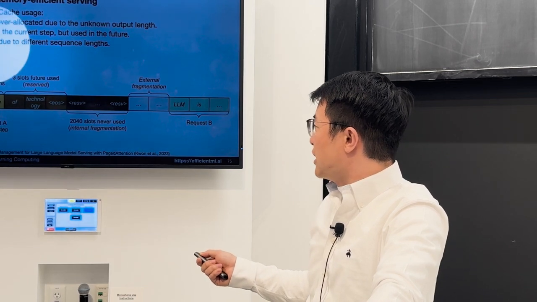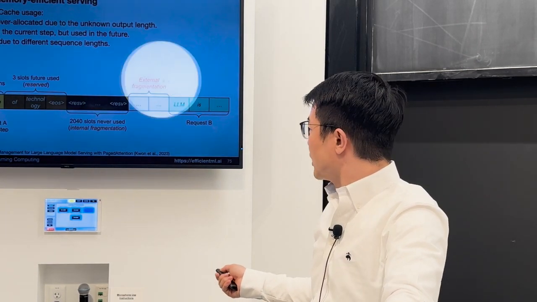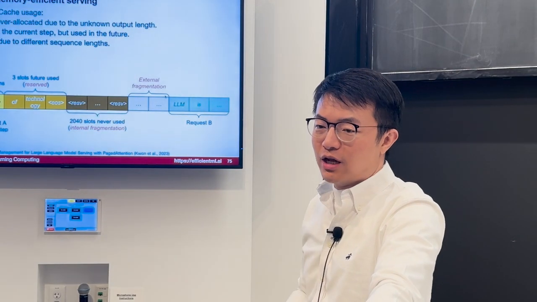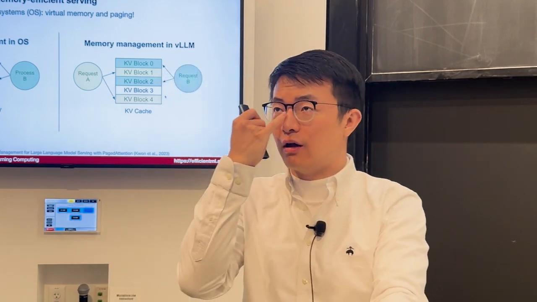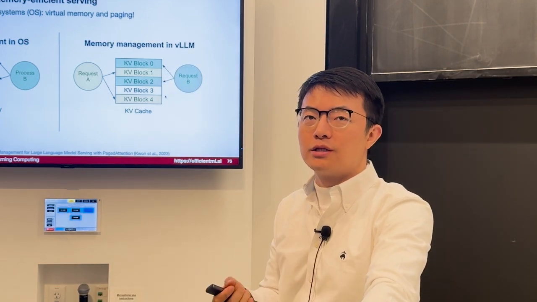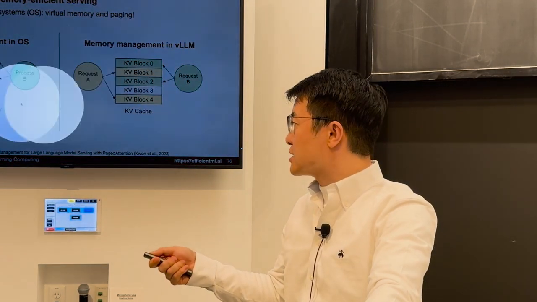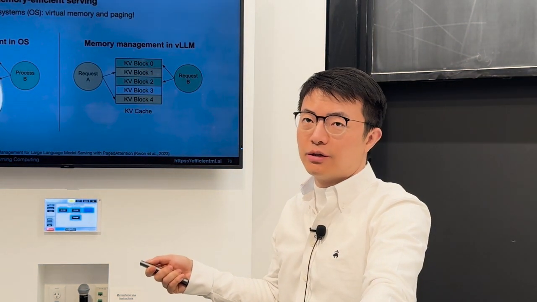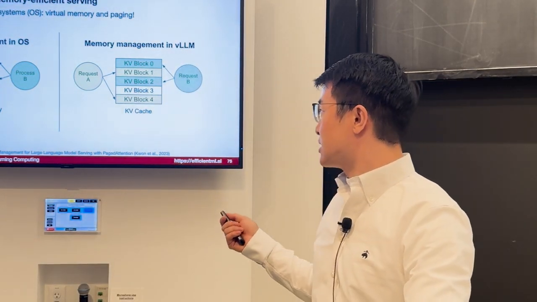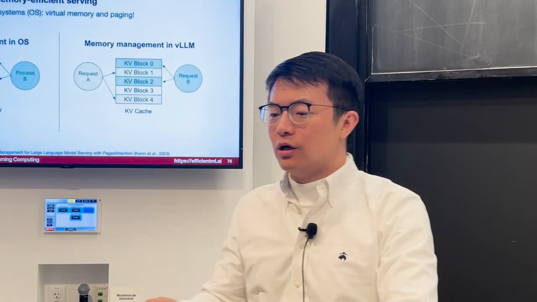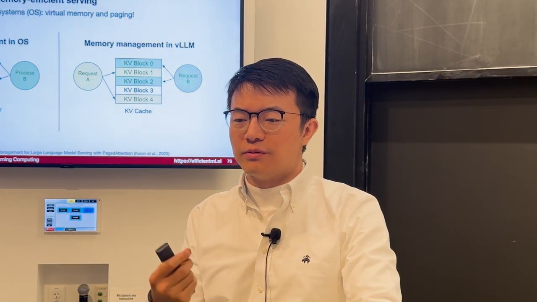Also, there's external fragmentation. So this is just one single request. When we have multiple requests, they may have different sequence lengths. To deal with such fragmentation issues, if you have taken 6.191, you'll remember the operating system has this paging mechanism where different processes can share memory space using page tables. Similarly, we can use a similar memory management system for the large language model, using virtual memory and paging. So we can have the KV page to manage that.